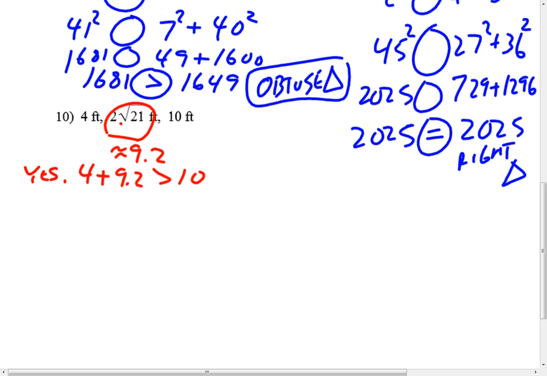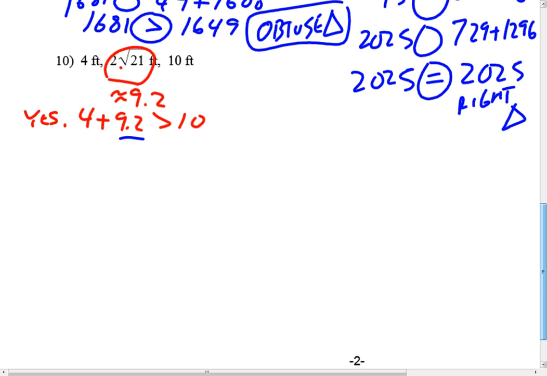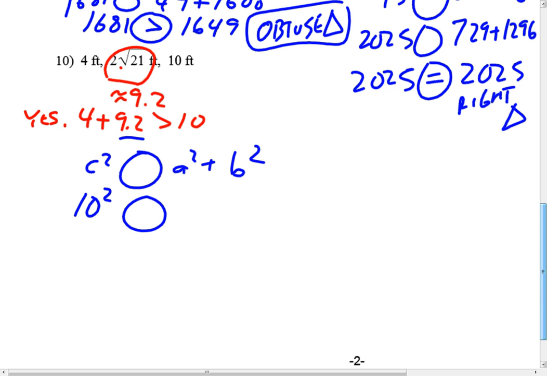We used an approximation in number 10 to just determine whether it was a triangle. Don't use that when you're actually determining the type of triangle. We want to be as exact as possible. What goes in for C in this problem? 10 squared, that's the largest. Then I have 4. I don't want to put in 9.2. I want to go back to 2 radical 21 squared. Keep it exact.